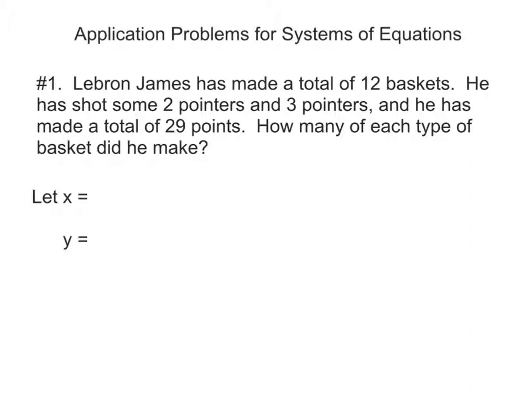So the first thing that we want to do is read the problem and then maybe reread it as many times as we need to. And we're going to highlight some important pieces of information. So we know that he made a total of 12 baskets. He made some 2-pointers and 3-pointers, and he has made a total of 29 points. So the question we want to answer is how many of each type did he make? So how many 2-point shots, how many 3-point shots?